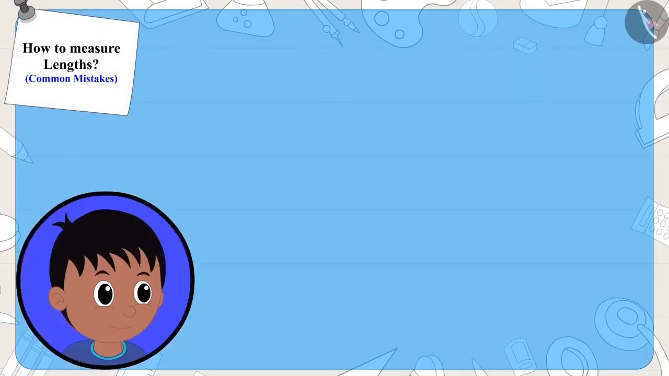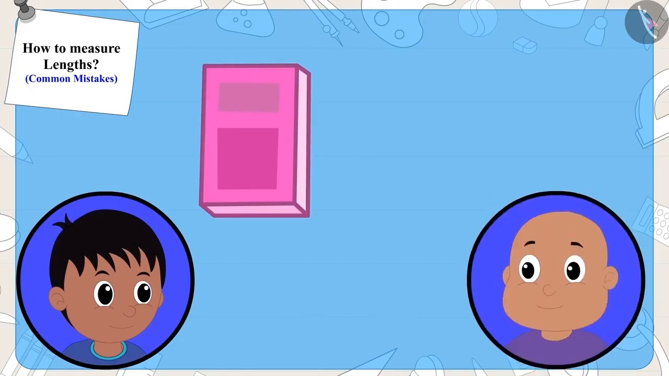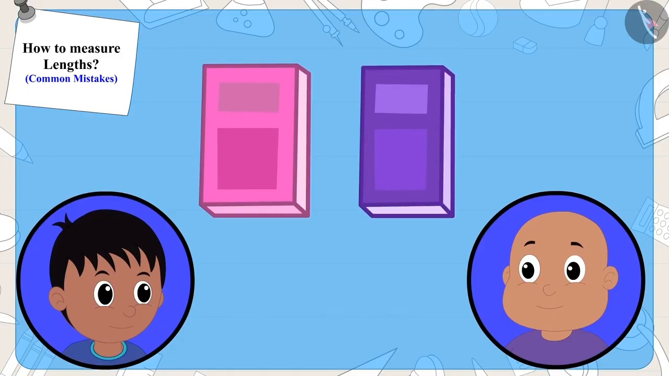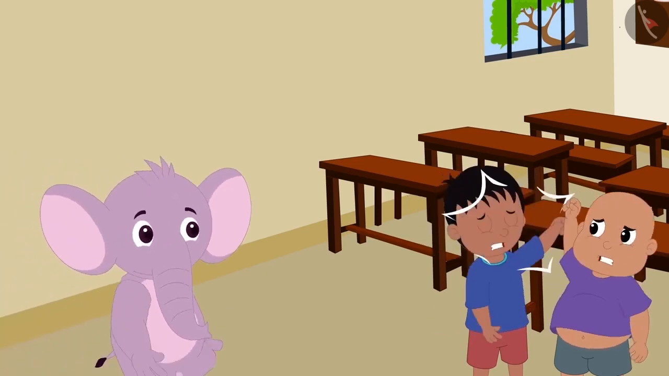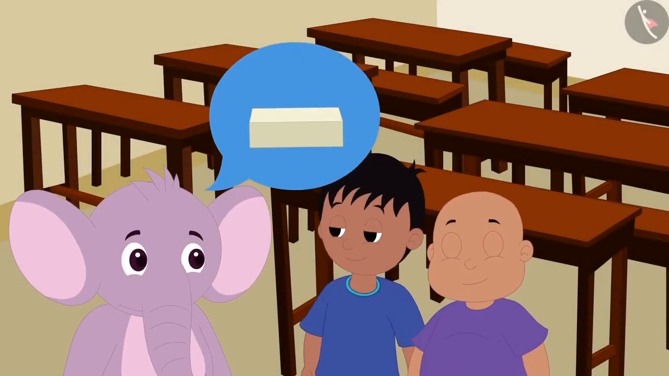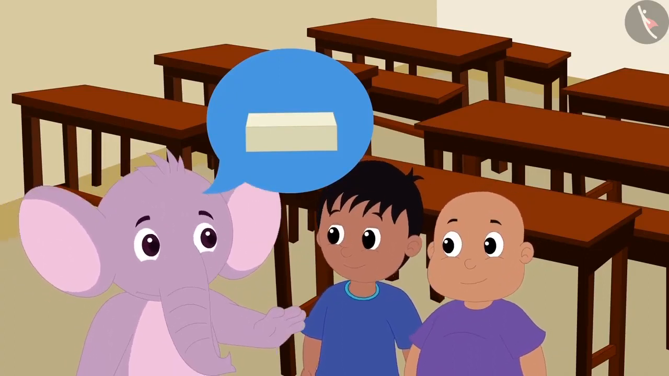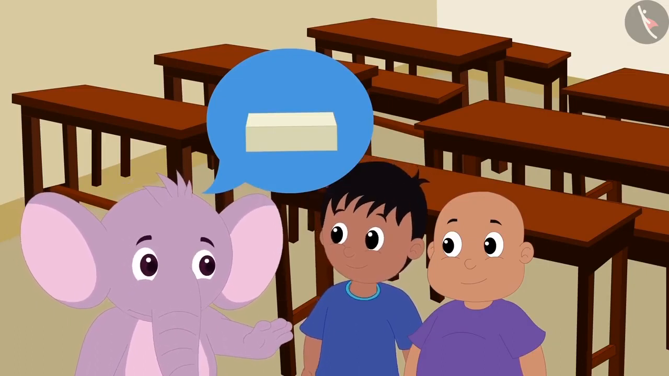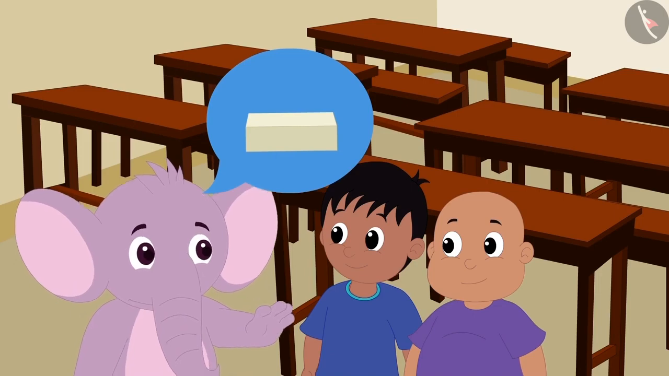But why? Raju is saying that his notebook is longer and Bablu is saying that his notebook is longer than Raju's. Appu saw them fighting and told them that they can use an eraser to measure the length of the notebook. This way, they will know which of the two notebooks is longer.